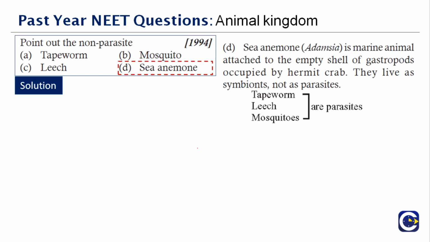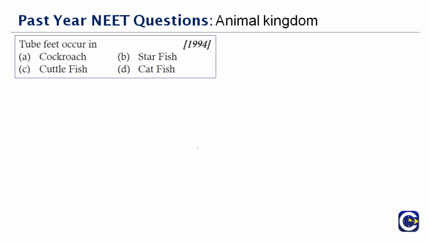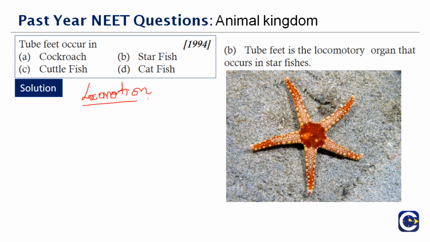Easy question, right? Next question here. Tube feet occur in dash. This is again an easy question for you to answer. What is this tube feet? What is the use of it? Of course, it contributes to locomotion. Now you will understand what the answer is. Cockroach doesn't have tube feet. Catfish doesn't have tube feet. Cuttlefish also doesn't have tube feet. The correct answer is starfish. You can see the tube feet there. It is in the form of tube. The correct answer is option B. Next question here.